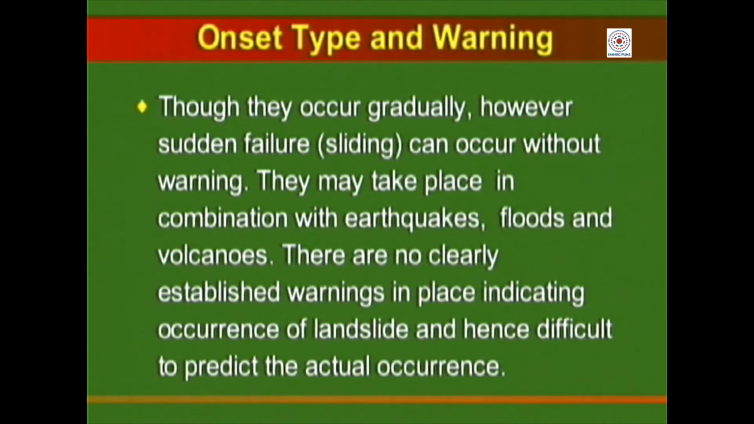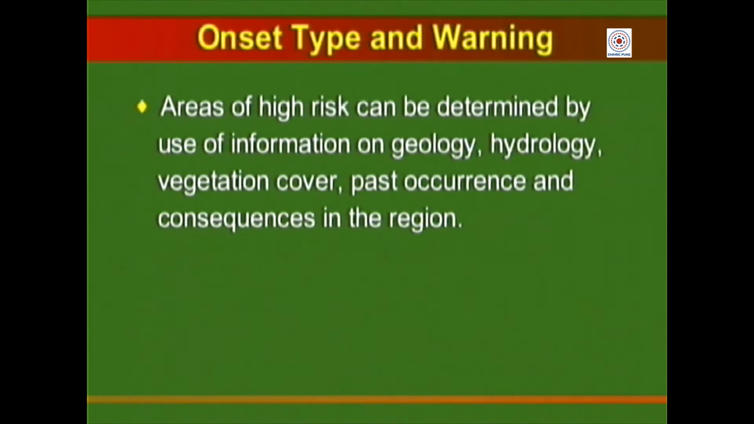See, landslides, though they occur gradually, however, sudden failure can occur without warning also. They may take place in combination with earthquake, floods or volcanic eruptions. There is no clearly established warning indicating occurrence of landslide, and hence it is difficult to predict the actual occurrence of landslide. Areas of high risk can be determined by the use of information about the geology, hydrology, vegetation cover, past occurrence and consequences in the region.